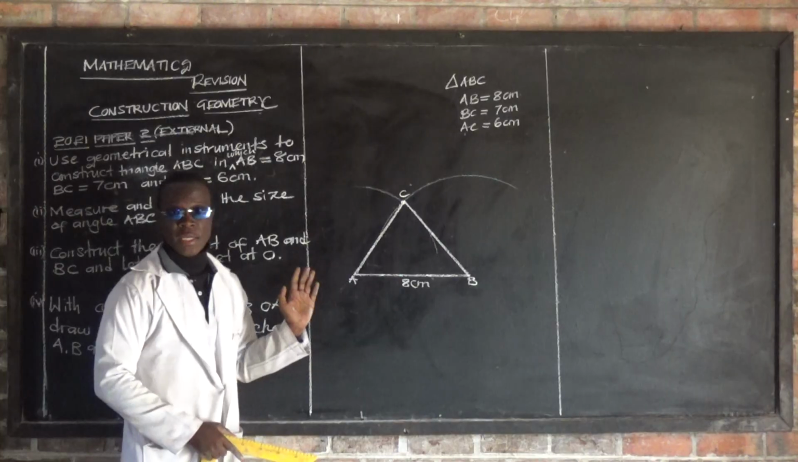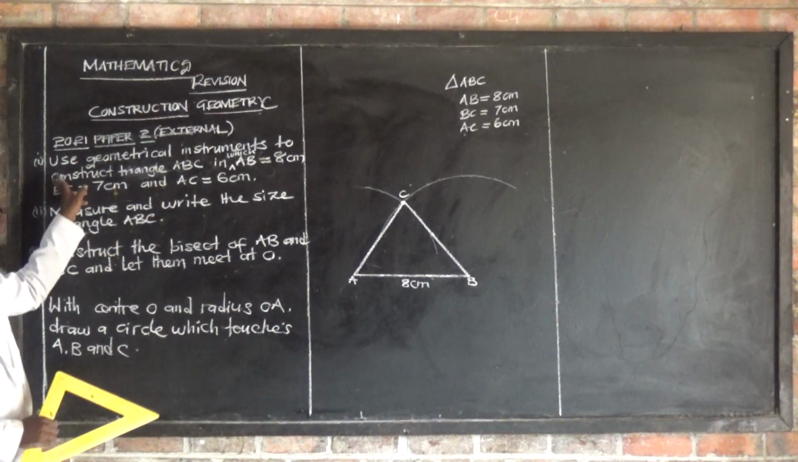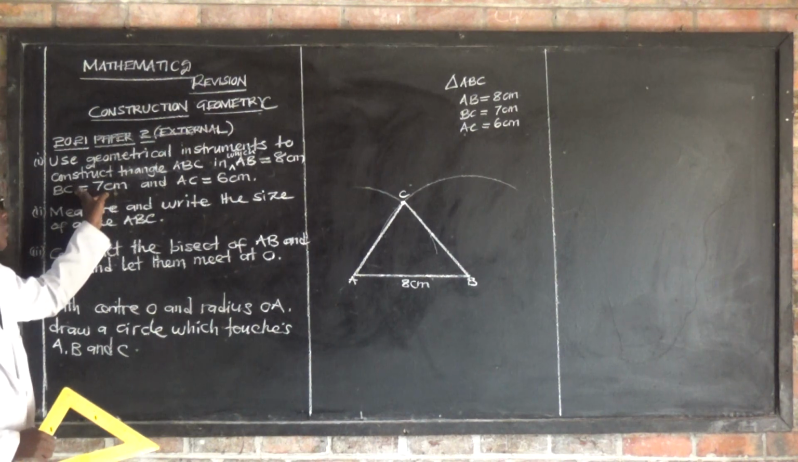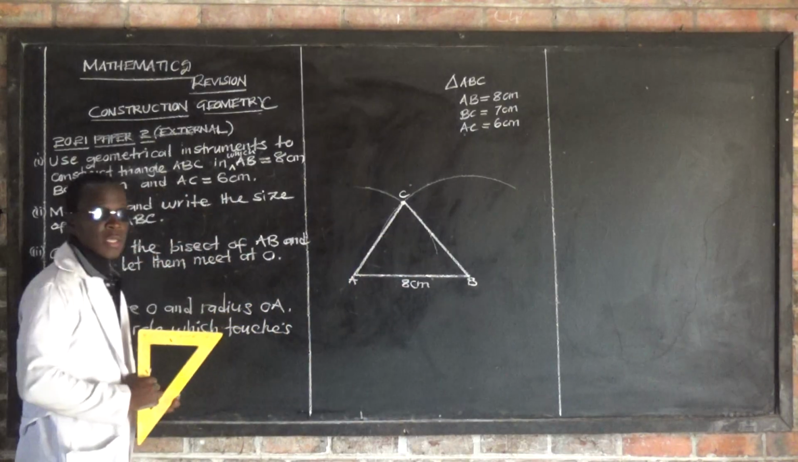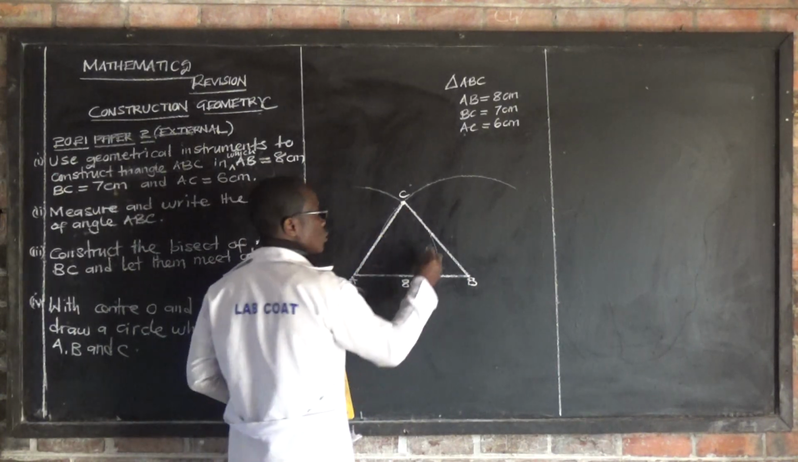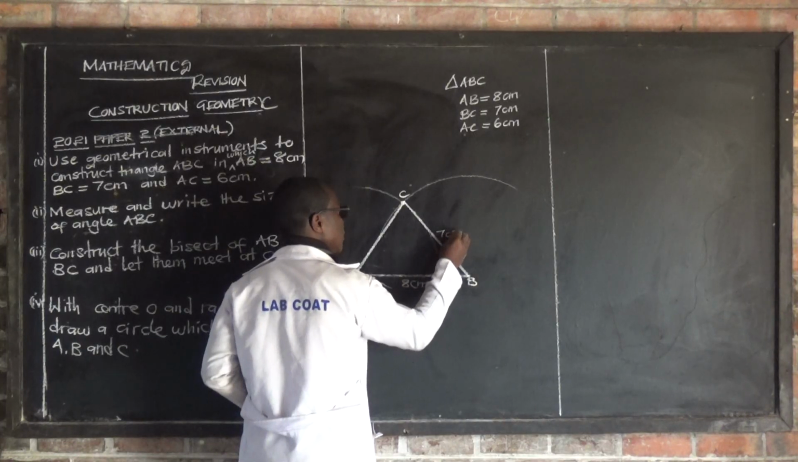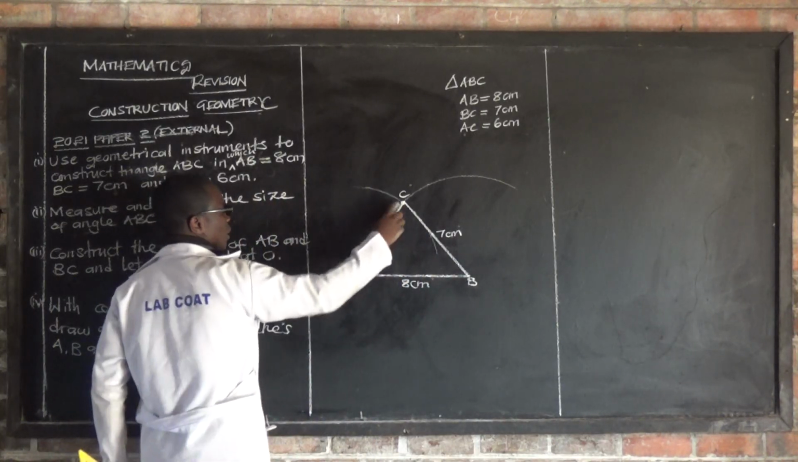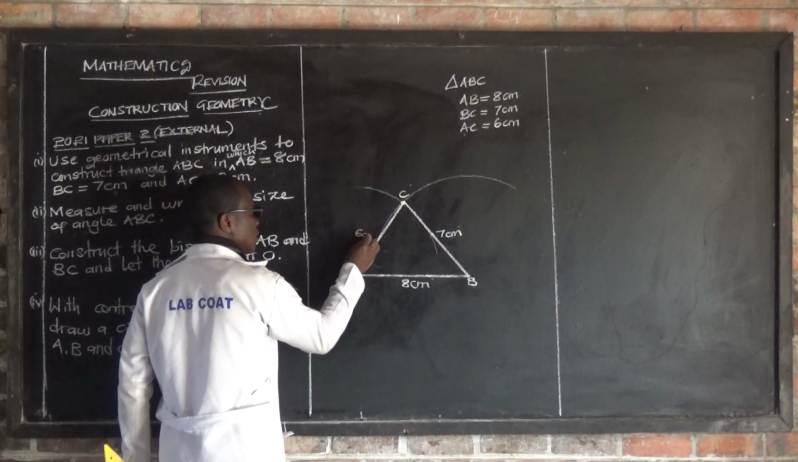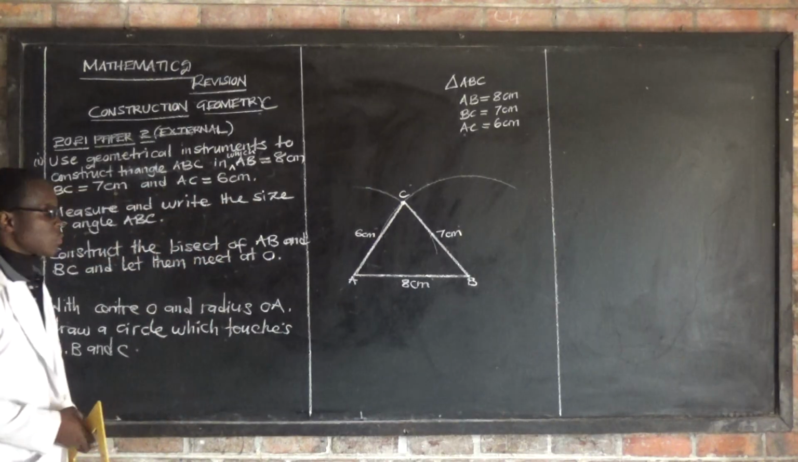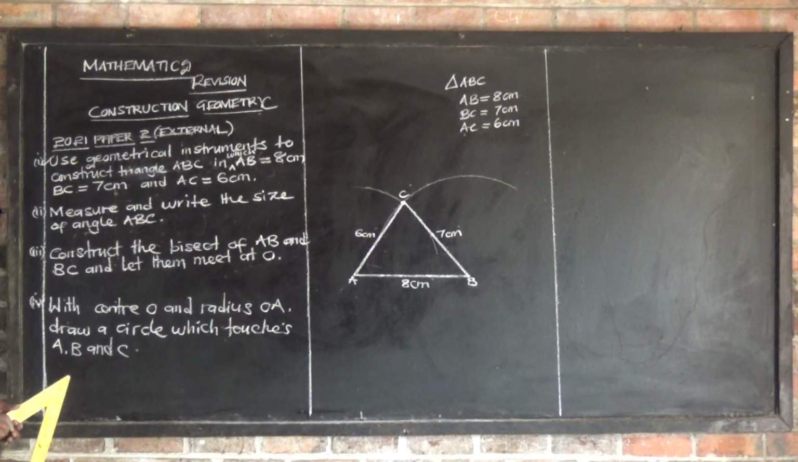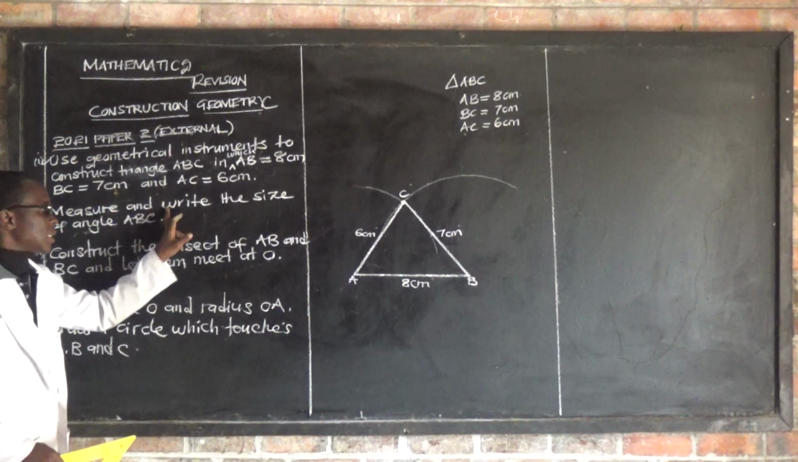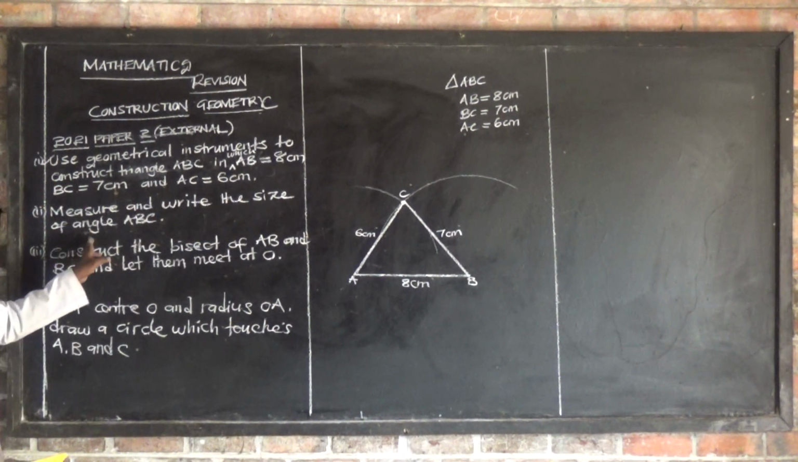As per question 9, the first question is saying, use geometrical instruments to construct triangle ABC, in which AB is equal to 8 centimeters, BC is 7 centimeters, and AC is 6 centimeters. Are we together? Okay, so we are done with question 1. Are we moving together? Yes. Let us look at question Roman numeral 2, which is saying measure and write the size of angle ABC.